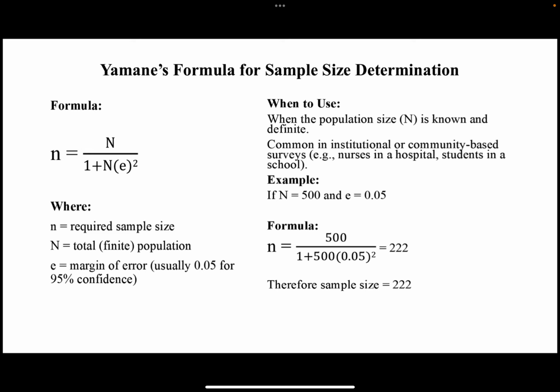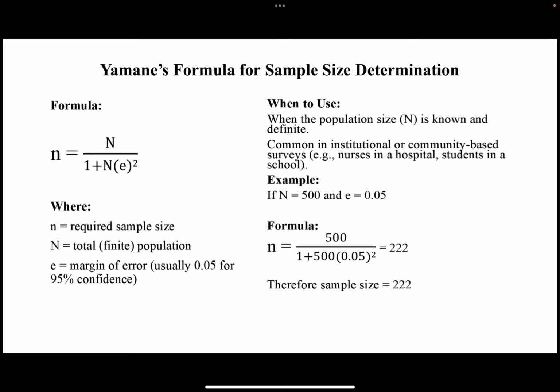Now with Yamane's formula for sample size determination, small n is equal to capital N over 1 plus capital N times (e) squared, where small n is the required sample size, capital N is the total or finite population, and small e is the margin of error, usually 0.05 for a 95% confidence interval. Now, when to use Yamane's formula? When the population size, capital N, is known and definite, common in institutional or community-based surveys. Example: nurses in a hospital, students in a school.